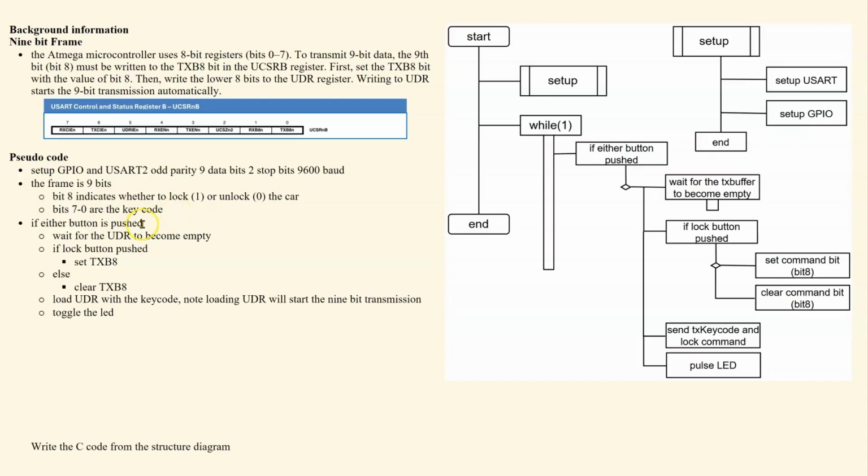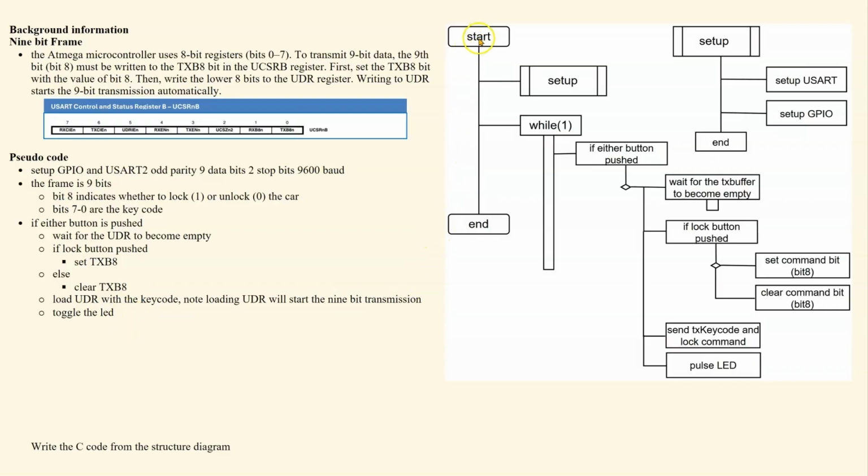If either button is pushed, wait for UDRn to become empty. If the lock button is pushed, set TXB8, else clear TXB8. Then we load UDR with the key code. Now, loading that with the key code will start the 9-bit transmission. So we must, first of all, before we transmit, always set the bit 8 here before loading UDR. And finally, we toggle the LED.